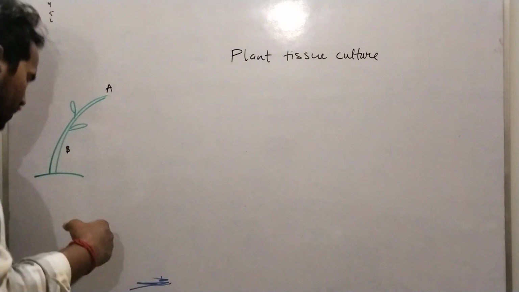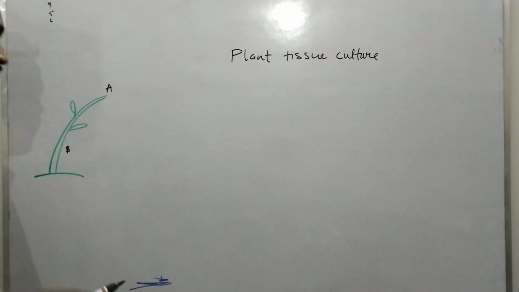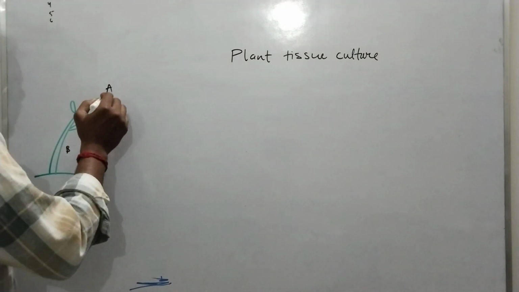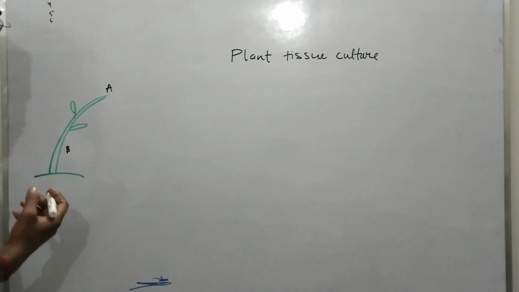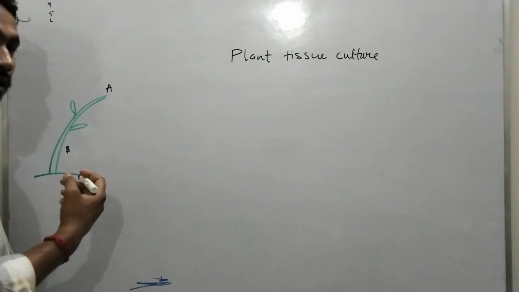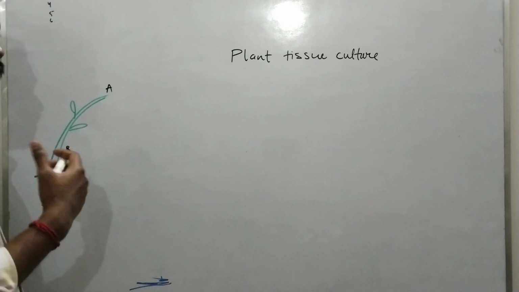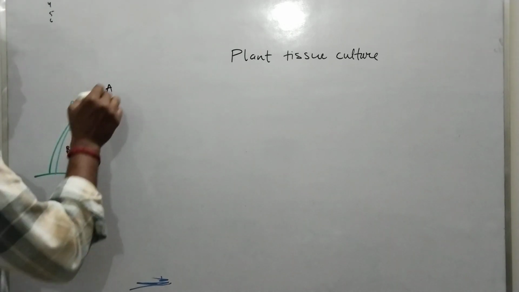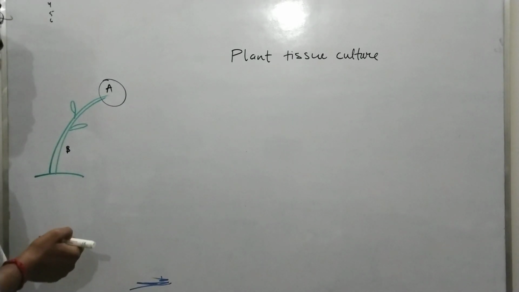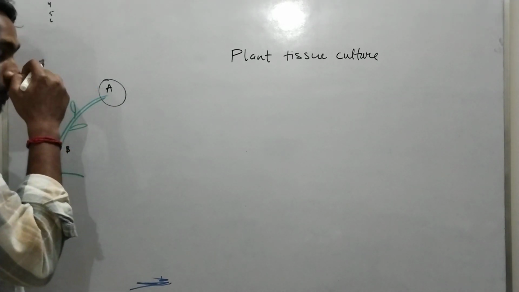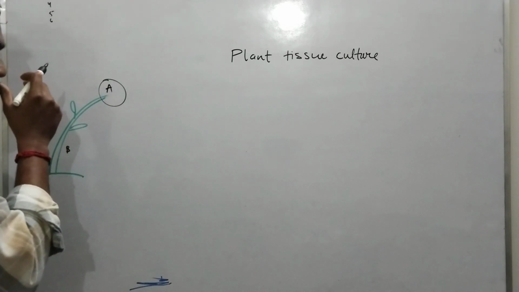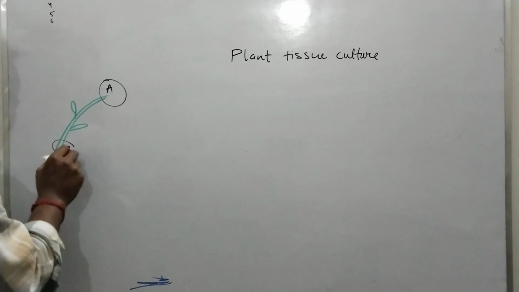Now there are two sides. I took the A side and the B side. From which side will it be better? For growing a new plant by tissue culture, it's better to take meristematic cells. This is the tip, where more meristematic tissue cells will be there. So we can take the A side as better. But what if I take from the B side?